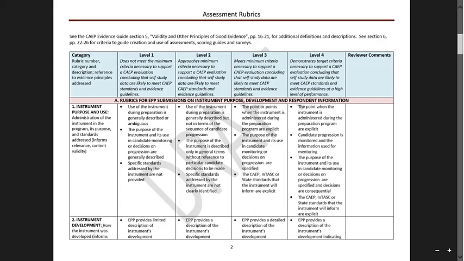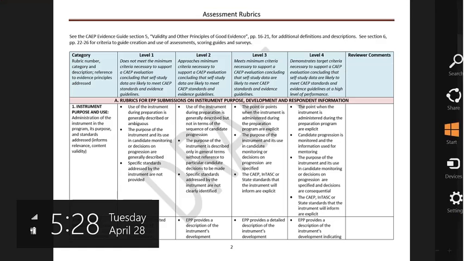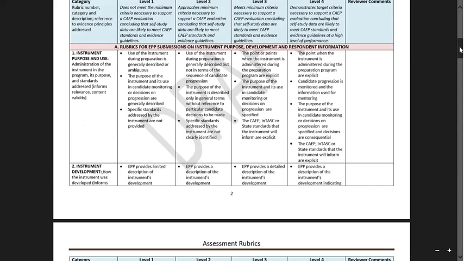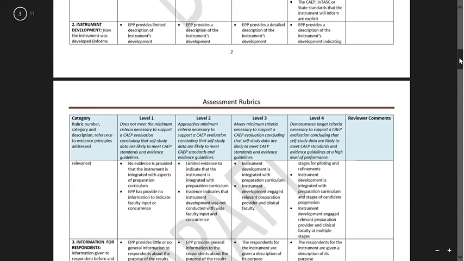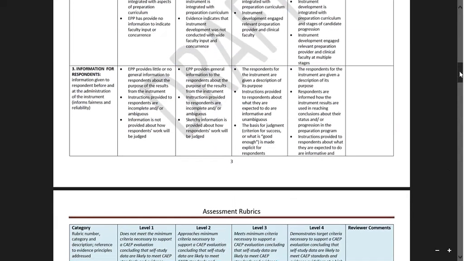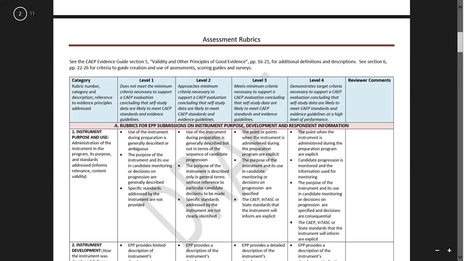All right? Instrument purpose and use, and that was one of the first questions out of that evidence guide, and so this assessment rubric is responding directly and is aligned with the evidence guide. Instrument development, and then one of the 5th categories of questions on the evidence guide is information for respondents and whether that's been given. And if you look at this particular rubric, you see where the bullet points are used. This is an example of how bullet points put a number of discrete items within this larger category of performance, how it can be included in the rubric.